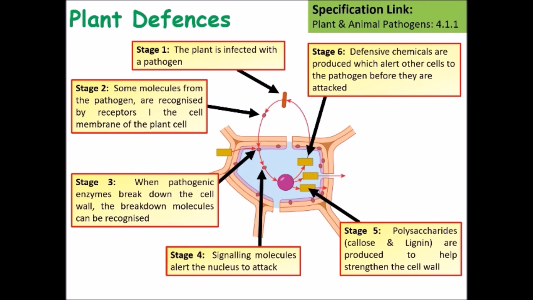Signaling molecules might also be produced that signal other cells in the plant nearby that they need to start getting themselves ready to stop them from being infected with the pathogen.